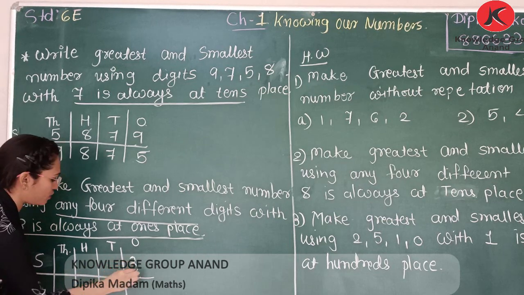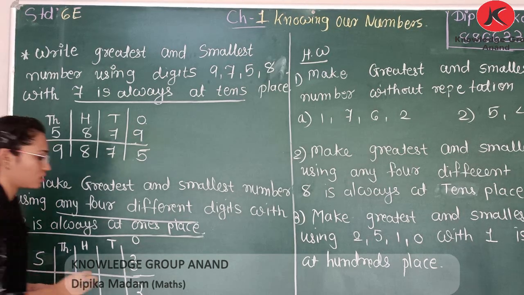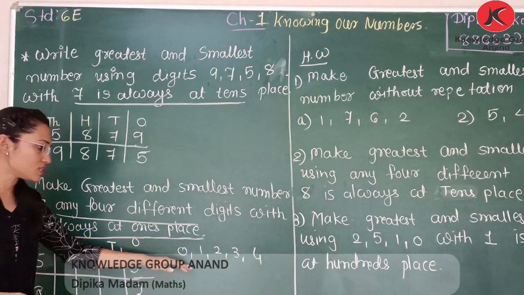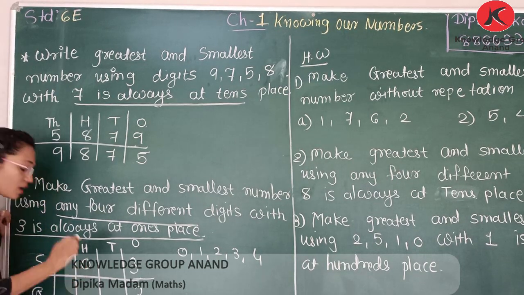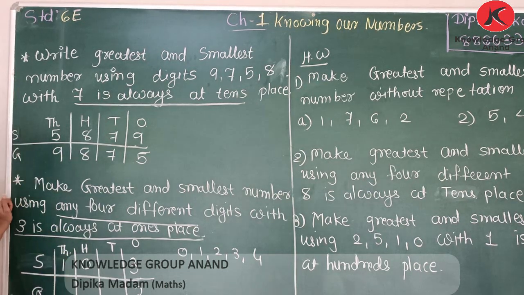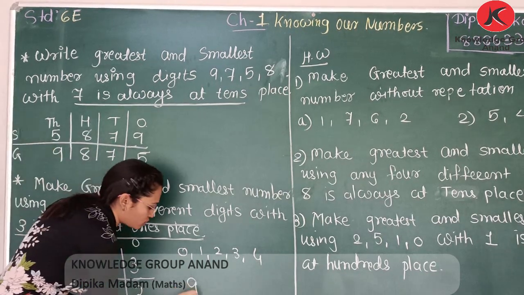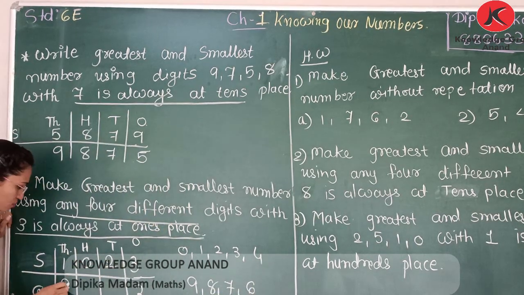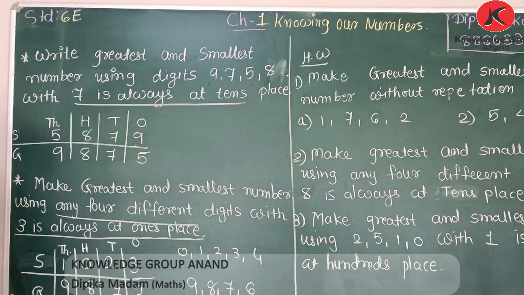So we will write 3 at the ones place. For the remaining digits, to get the smallest number: 0, 1, 2, 4. You need to arrange these digits in a manner so you get the smallest number. 0 is not at the starting, so we need to write 0 at the 100 place. Now 1 will be at the 1000 place, 2 will be at the tens place. To get the greatest number you need to select 9, 8, 7, 6. So 9 will be at the 1000 place, 8 will be at the 100 place and 7 will be at the tens place.